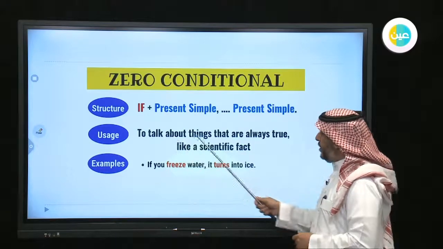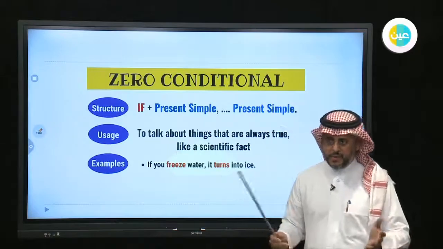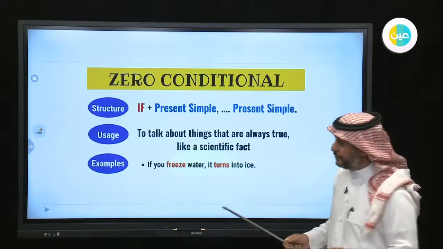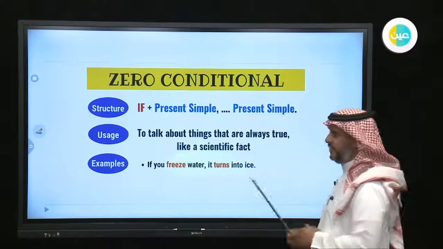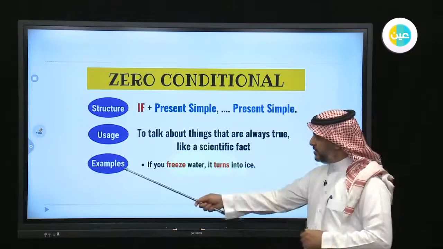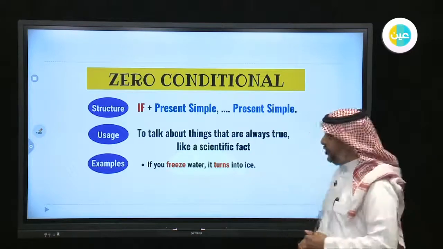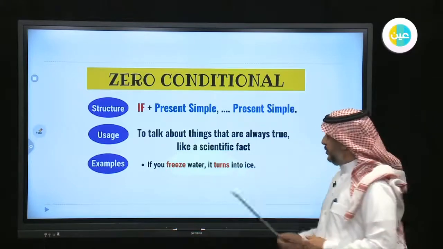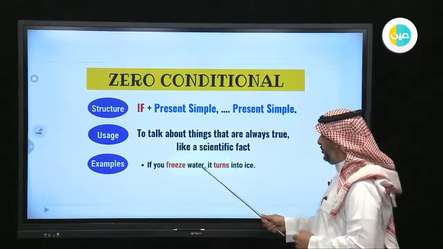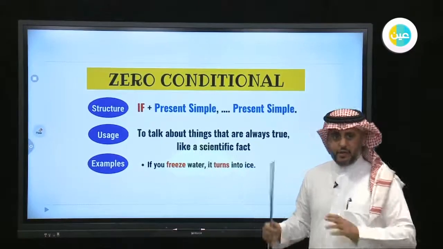Usage: to talk about things that are always true. تتكلم هذه القاعدة عن الحقائق, like scientific facts. For example, if you freeze water, it turns into ice. No need to use will. If you freeze water, it turns into ice. It's a fact. هذه حقيقة.